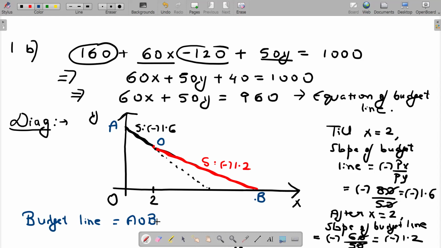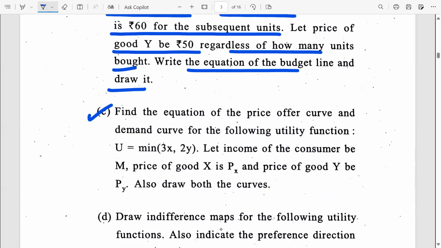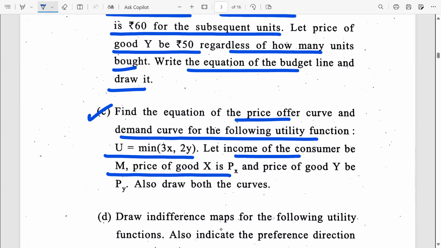So if I come back to the question paper, find the equation of the price offer curve, okay, and the demand curve for the following utility function. So we are given u equals min of 3x comma 2y. All students can see that this is the case of perfect complements. For a min function, it's always perfect complements, and the indifference curves for perfect complements are all L-shaped. Income of the consumer is M, Px denotes the price of good X, Py denotes the price of good Y. We need to draw the price offer curve and the demand curve.